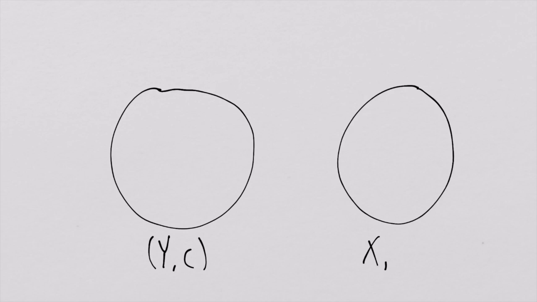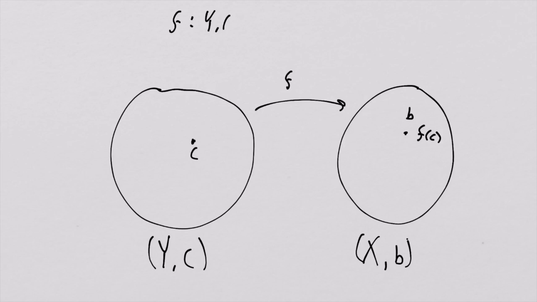All right, so let's see how this would actually work. I will redraw this. I'm going to call this space Y, and it's going to have a point in it, C. So this is Y, C. And then I'm going to call this space X, and it'll have a point B, right? And then there'll be a function f from the space Y to the space X, and the point C will go to, of course, f of C, which equals B. So that is our map. So f is a map from (Y, C) to (X, B), like that.